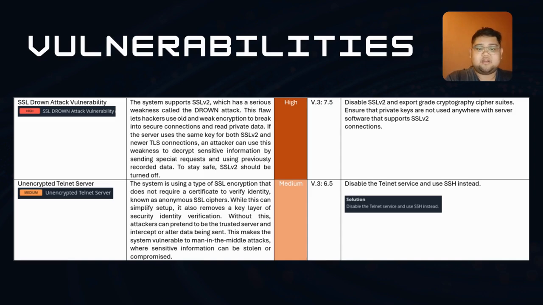As you can see from the risk factor given by Nessus, the risk factor is actually medium, where the CVSS score for version 3 is 6.5. The solution is to disable the Telnet service and use SSH instead, as given by the Nessus tools.